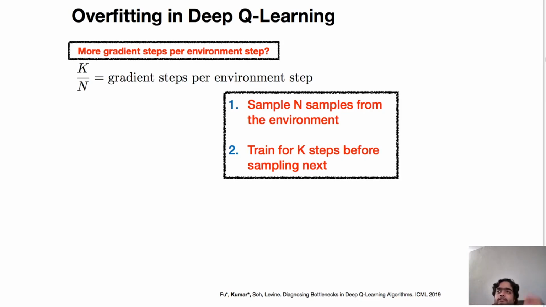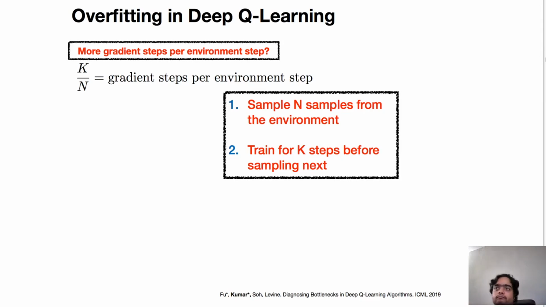So what it's saying here is that for each sample that I collected from the environment, I'm training for k divided by n many gradient steps. That's why k by n is gradient steps per environment step. If my k by n ratio is higher, that means for each effective sample that I got from the environment, I'm training more. If k by n is lower, that means for each sample I got from the environment, effectively I'm training less on that sample.